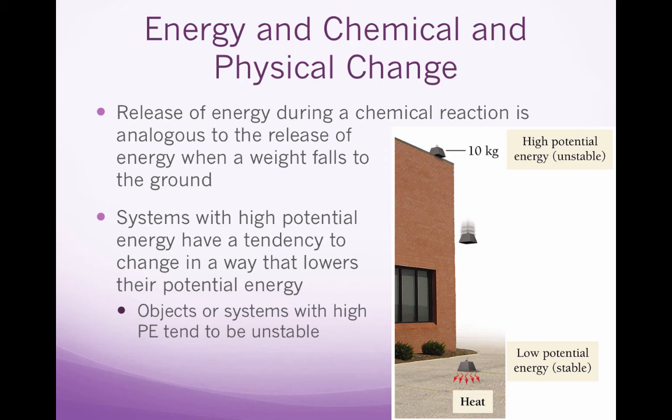So if you look at this picture here, we have a weight on top of a building. It has a lot of potential energy. It's really unstable. So as it falls to the ground, the potential energy lowers. It's converted to kinetic energy. And when it hits the ground, it has really low potential energy and it's very stable. And it might release that energy as heat.